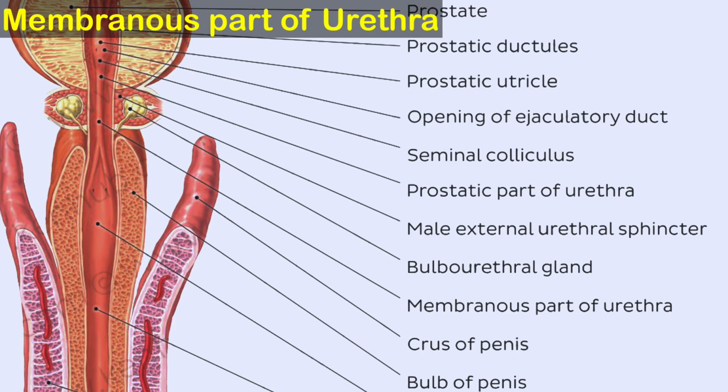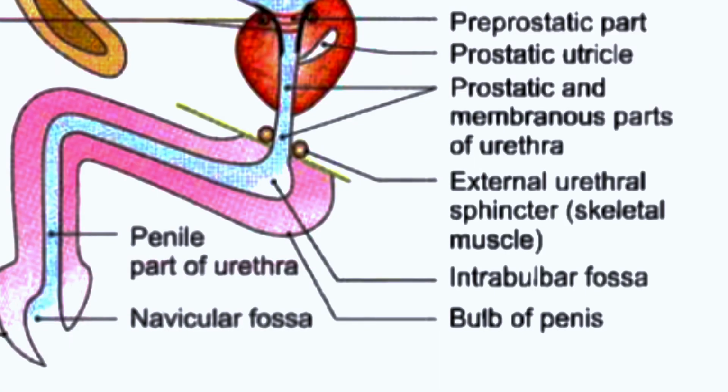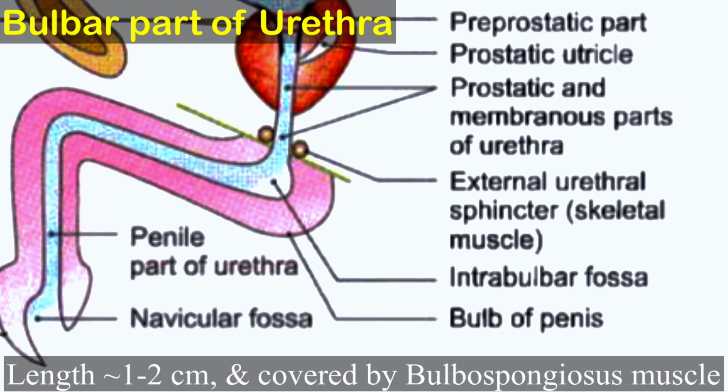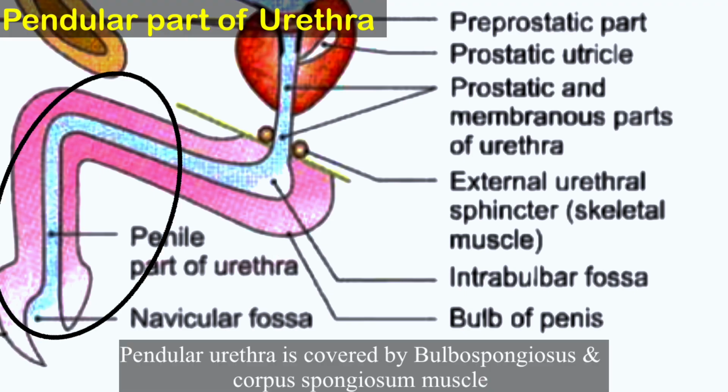Also in this photo you can see the membranous part of the urethra, which is almost 1.5 centimeter. It is the shortest and the weakest part of the urethra, and it is covered by the external urethral sphincter. As you can see in this photo, the anterior segment, the bulbar urethra, is almost 1 to 2 centimeter, because it is covered by our bulbospongiosus muscle. It's a very special muscle, and the remaining part of the urethra remains inside of the penis, covered by bulbospongiosus and corpus spongiosum.